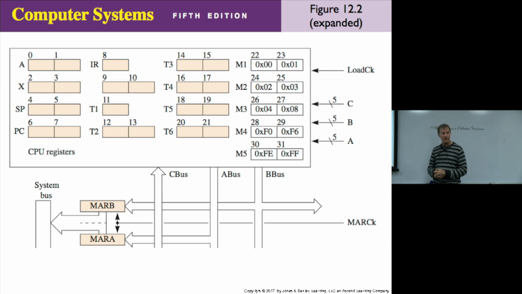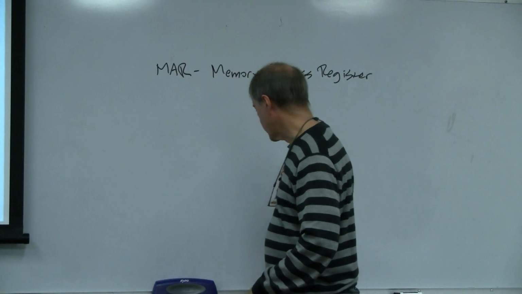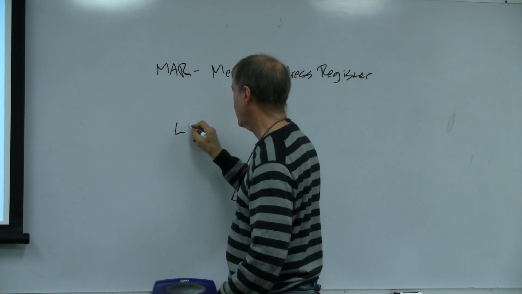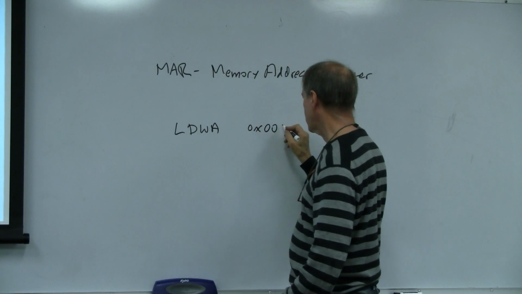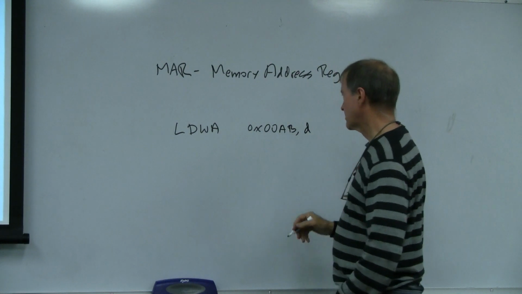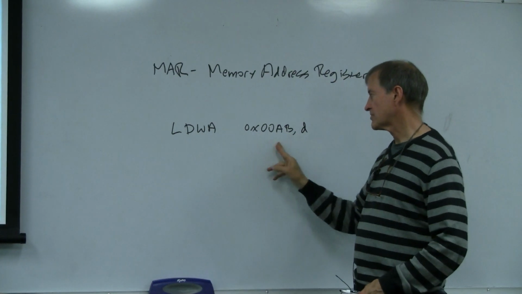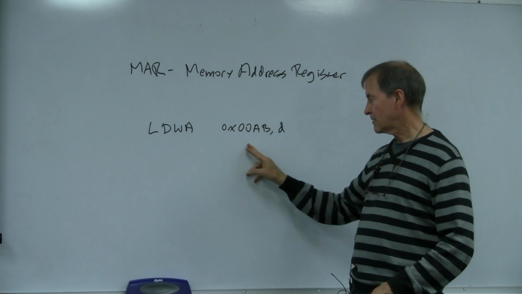Now, how big is an address in Pep/8 or Pep/9? Whenever we would do an address, do you remember how many address lines? Whenever we did load, if we do load word accumulator 0x00AB, direct addressing, whenever we would say load from this address, how many addressing lines did we have?